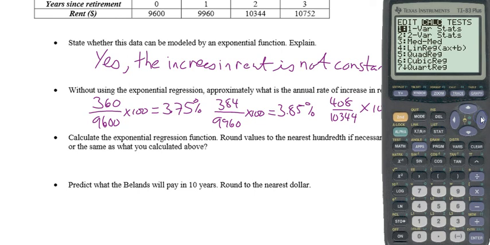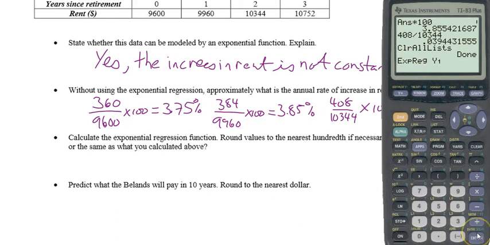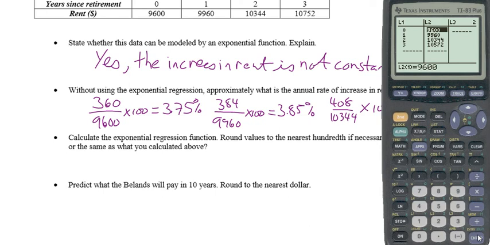Stat, calc, up to x reg, vars over to y vars, stick it into y1. So 9627.89. Get that right? 0, 1, 2, 3, 967. Oh, 10752.